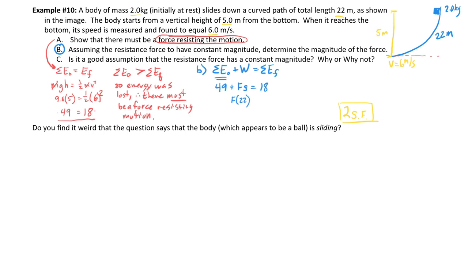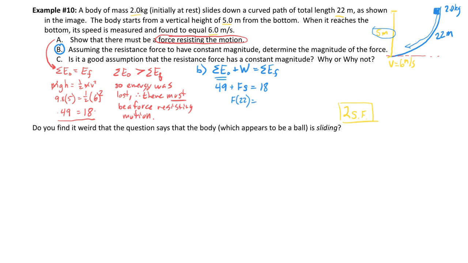The resistance force here is obviously friction. That's the thing causing me to lose energy as I slide down the ramp. And so I need the distance over which the friction takes place, and that's going to be 22 meters, not the height. The height is just the vertical change, but we need the whole distance over which that block travels. So we're going to put in 22 for that.